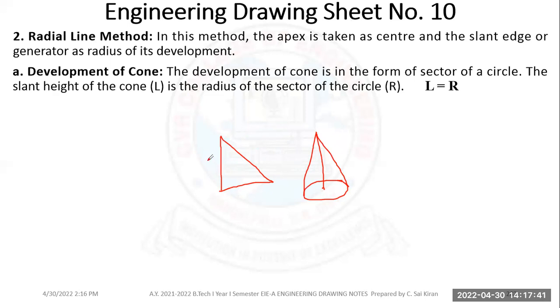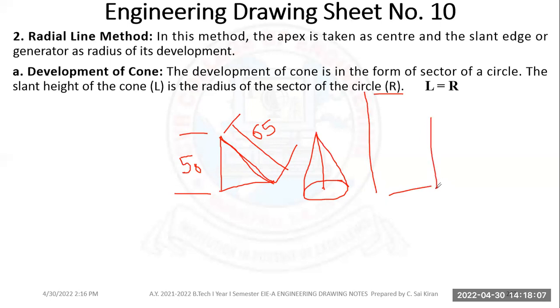And if you compare the length, the height may be, for example, 50 mm, and this is called the slant height. This slant height will definitely be more than 50, suppose it is 65, because it is a slant. If I make this slant height vertical, it will be 65 and the axis will be 50 only. So here we need to calculate the slant height. The slant height is represented with L: L equals 65, and height equals 50.